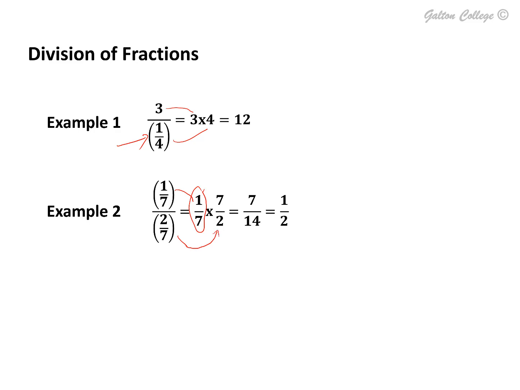So when you turn 2 over 7 upside down, you get 7 over 2, and you multiply. So now we've got 1 times 7, which is 7, and 2 times 7 is 14. And 7 over 14, well, you can reduce that, you can make it smaller, because we know 7 goes into 7 once, and 7 goes into 14 twice. So the answer is a half. 1/7 divided by 2/7 is actually a half.